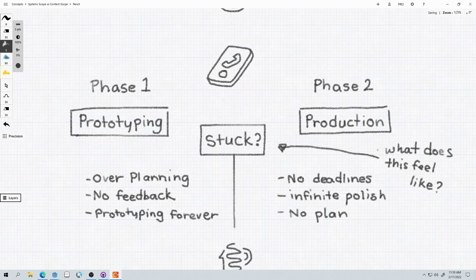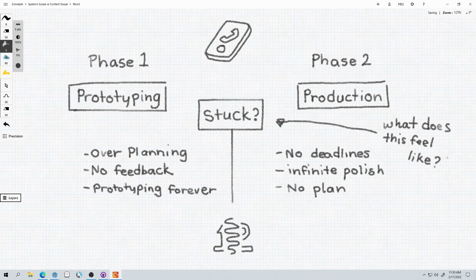So phase 1 is prototyping and phase 2 is production. Now, if you're not making progress on your game, it can be because you're stuck in one of these 2 phases. When you're stuck in the prototyping phase, that can look like over-planning, not getting feedback from players, prototyping forever, never committing to something. When you're stuck in production, it can look like no deadlines, infinite polish, no plan.